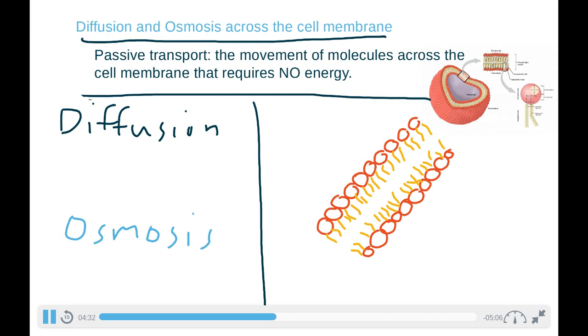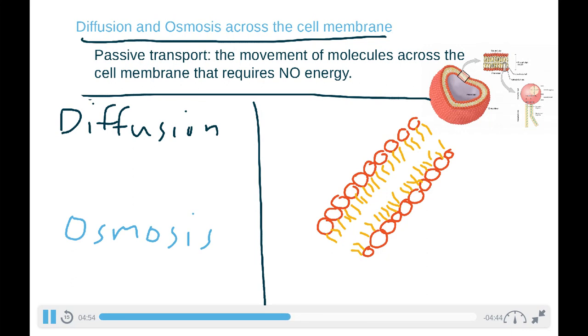For diffusion, we're going to talk about small molecules moving across the cell membrane. And a lot of common small molecules that would move across the cell membrane would be oxygen and carbon dioxide. All of your cells really need oxygen in order to have energy. And they want to get rid of the carbon dioxide as waste, because it's not good for you.